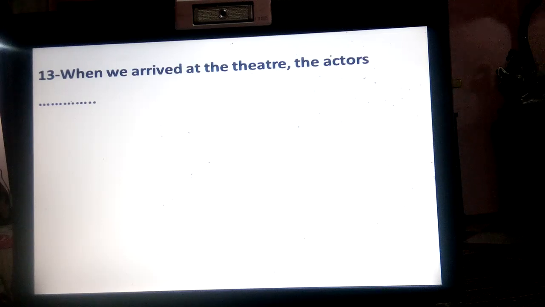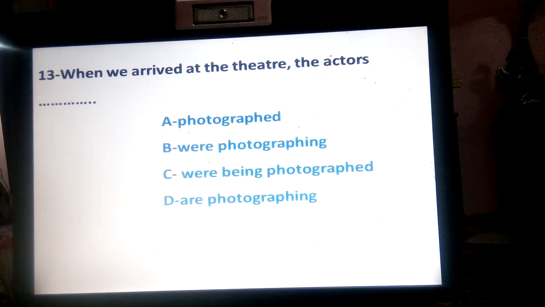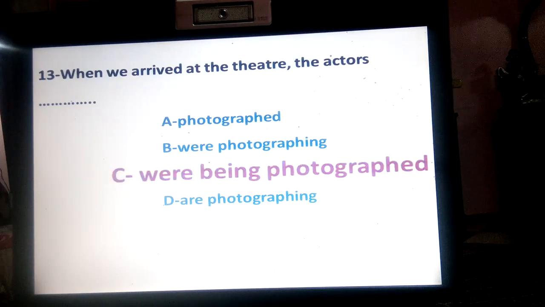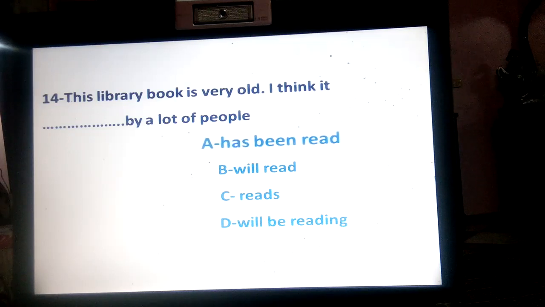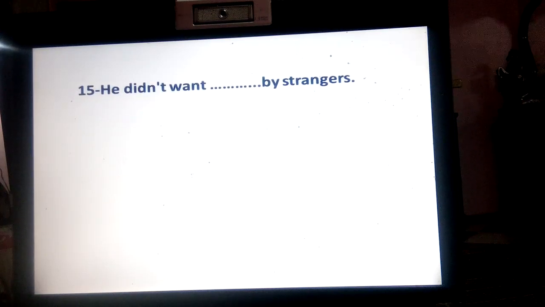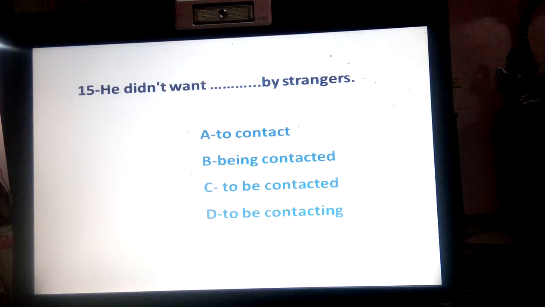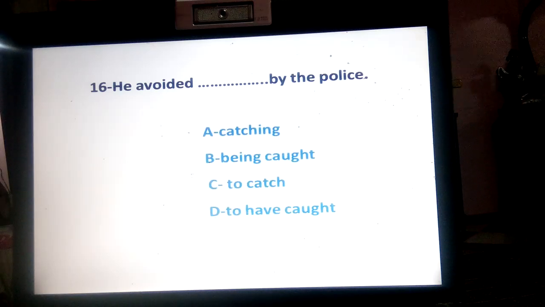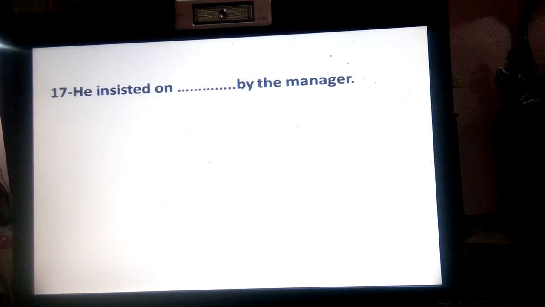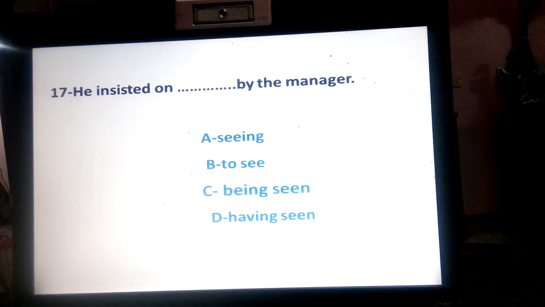When we arrived at the theater, the actors were being photographed. This library book is very old. I think it has been read by a lot of people. He didn't want to be contacted by strangers. He avoided being caught by the police. He insisted on being seen by the manager.